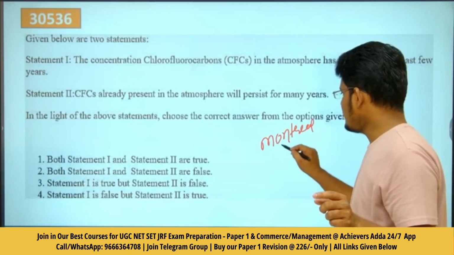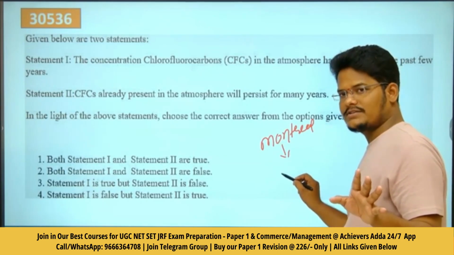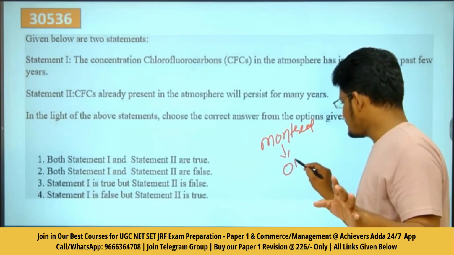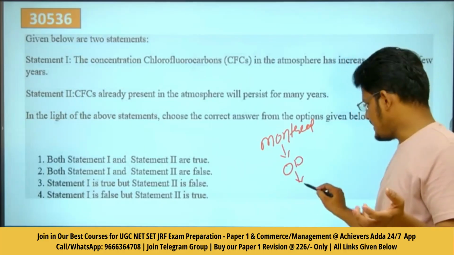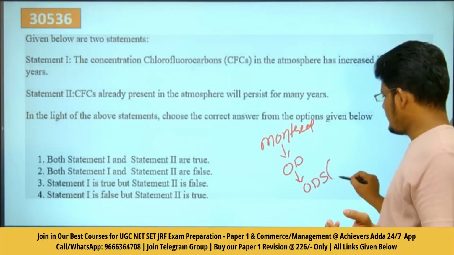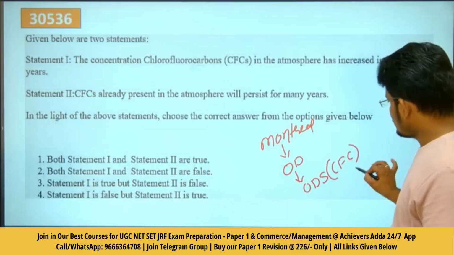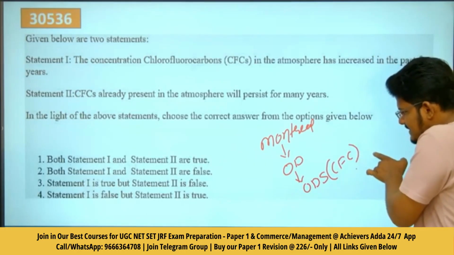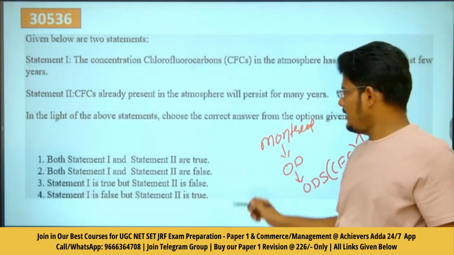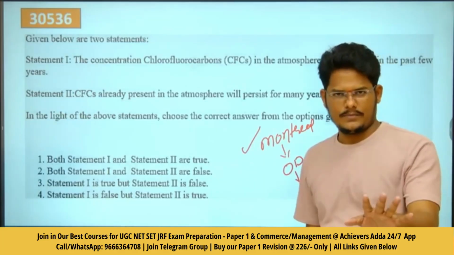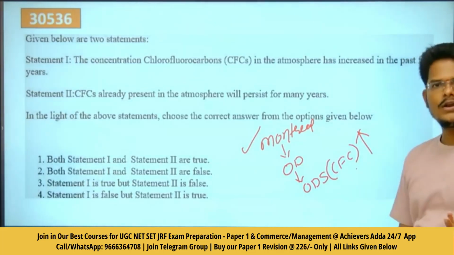So this Montreal Protocol is related to what? Ozone depletion. Ozone depletion is caused by ozone depleting substances. CFC is one of the ozone depleting substances. So if this CFC is increasing from the past years, how will it be a success of Montreal? Global warming is coming down because CFC is also one of the greenhouse gases.